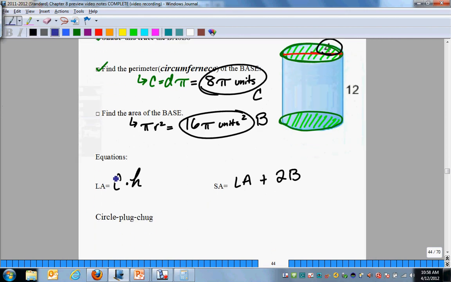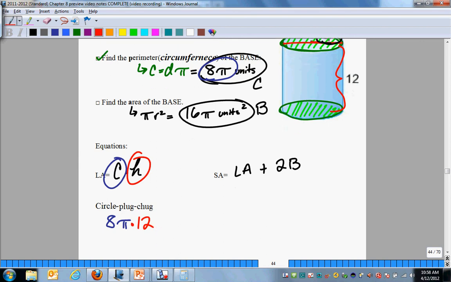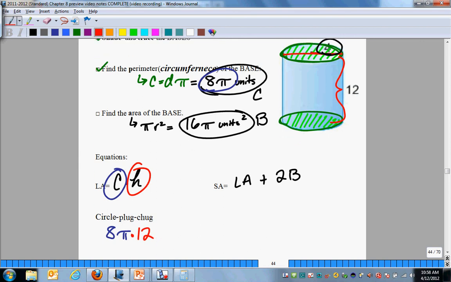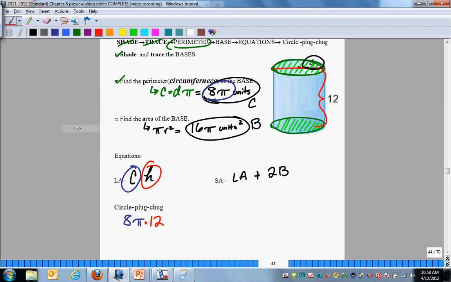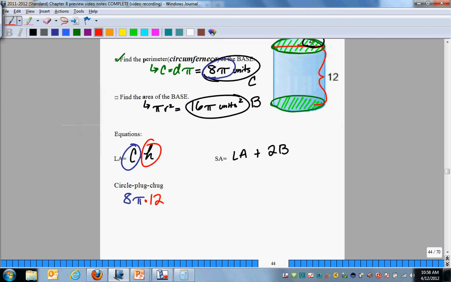Now we're going to do circle, plug, chug. Circumference, we already found it. It's 8 pi. Height, distance between the bases, 12. We do 8 times 12. 8 times 10 is 80. 8 times 2 is 16, so 80 plus 16, we end up with 96 pi. That's our lateral area.